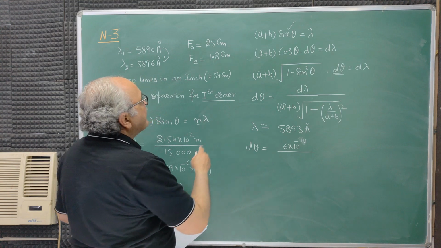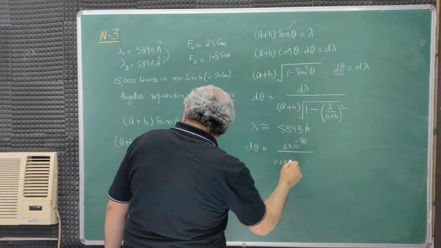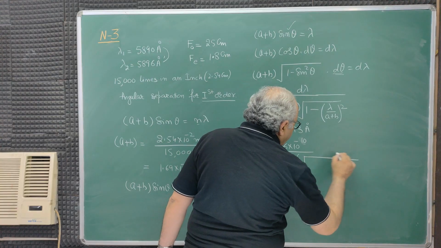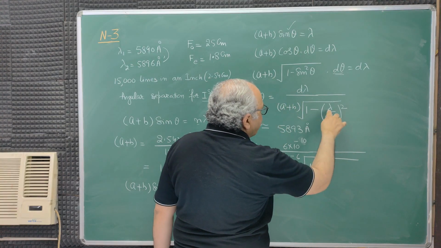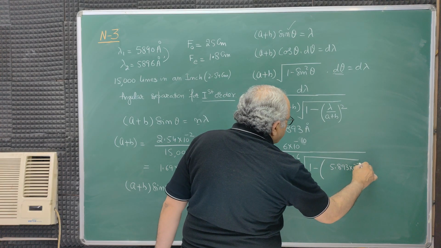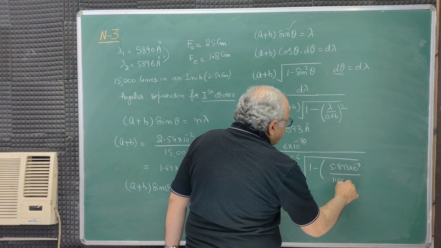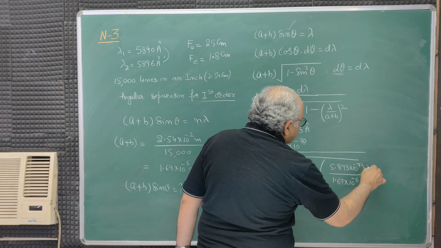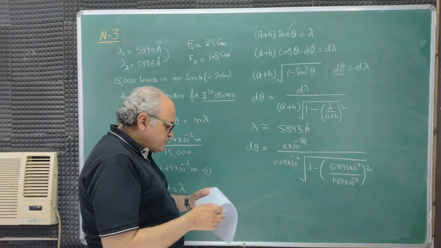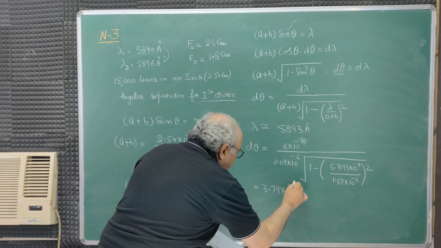A plus B we have already calculated. A plus B is 1.69 into 10 to the power minus 6, under root of 1 minus the wavelength 5.893 into 10 to the power minus 7 divided by the value A plus B, which is 1.69 into 10 to the power minus 6, and take the whole square of it. Now if you calculate, this d theta comes out to be 3.79 into 10 to the power minus 4 radian.